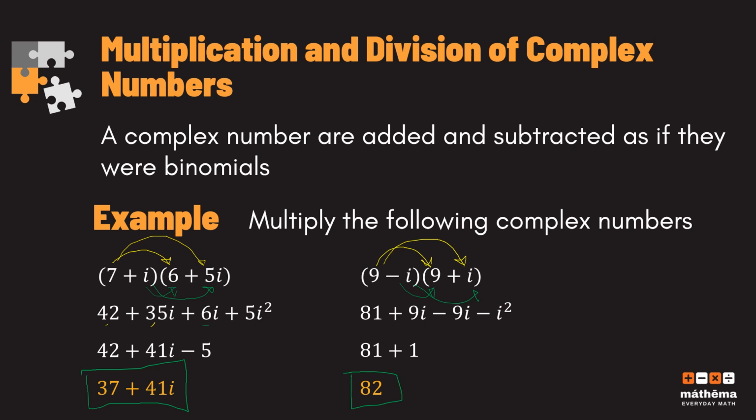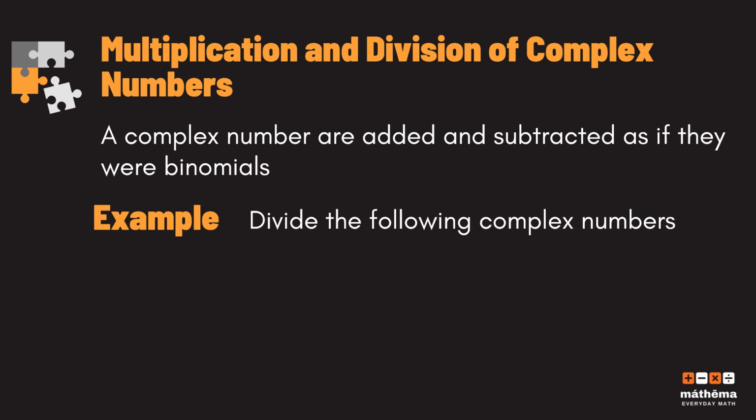Now, how to divide complex numbers. So again, when we divide complex numbers, it is the same as dividing binomials or rational expressions. So for example, we have here 10 plus i divided by 10 minus i. Now remember, when we divide binomials, we actually look for the conjugate of the denominator, and then we are going to multiply our entire expression by that conjugate.